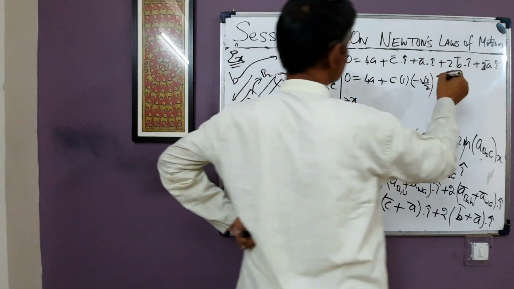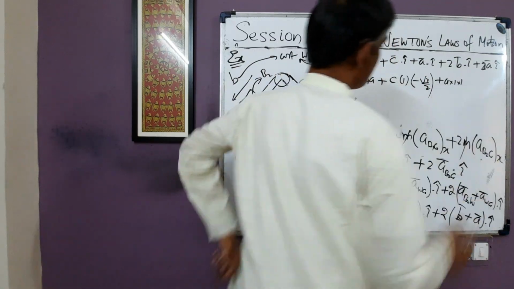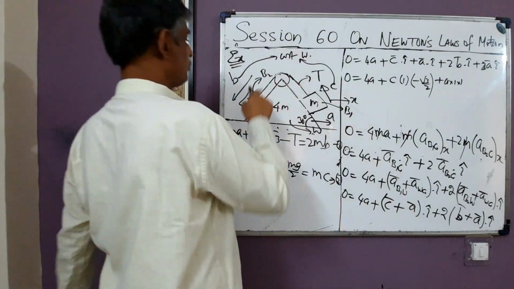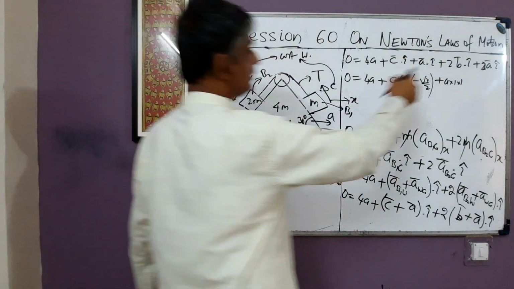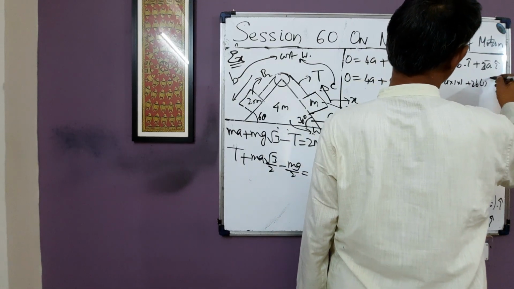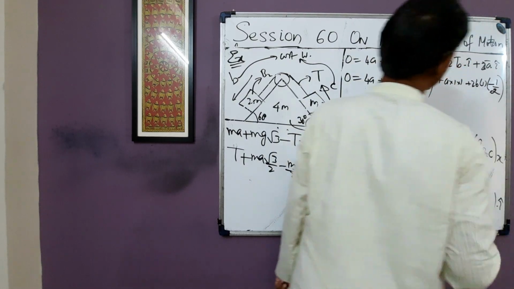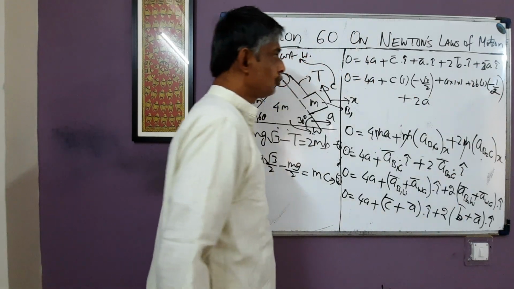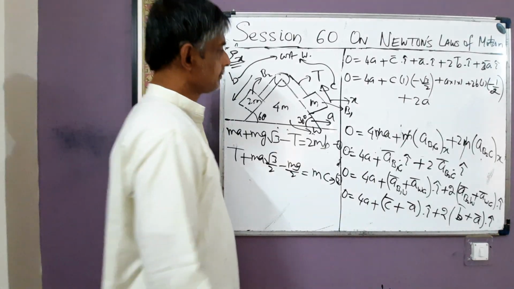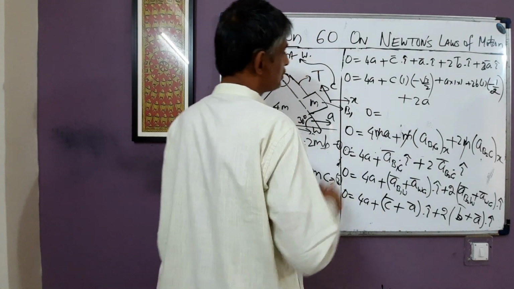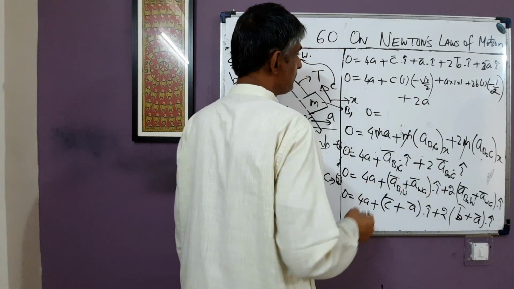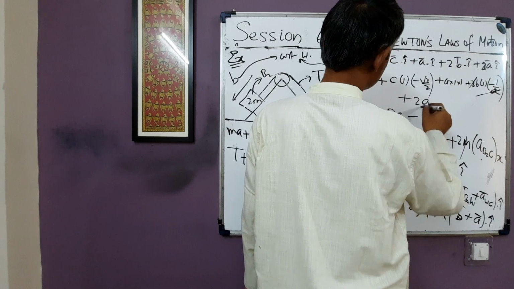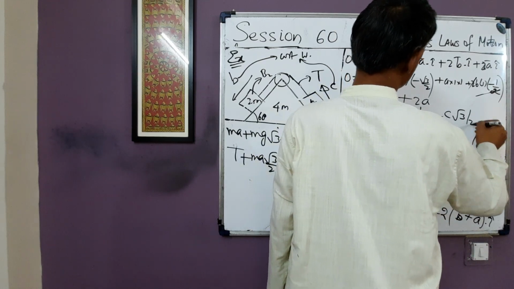A dot i hat becomes A into 1 into cos 0 degrees. Cos 0 degrees is 1. 2B dot i hat, B is in this direction. So B is this way, i hat, that angle will be 120 degrees. So this becomes 2 into B into 1 into cos 120 degrees, which is minus 1 by 2. Plus 2A dot i hat, that is nothing but vector 2A itself, 2 into A into 1 into cos 0 degrees. So here we get 0 is equal to, how much do we get? 4A plus A plus 2A, how much does it become? 7A. This 2 goes away. Minus B minus C root 3 by 2.